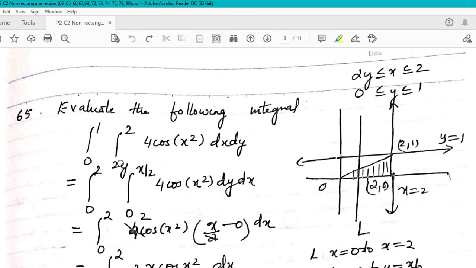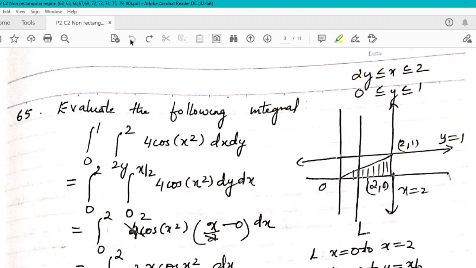So here, to know the region, first here it is x. So the limit of x is from 2y to 2: 2y less than or equal to x less than or equal to 2. And here it is dy, so the limit of y is from 0 to 1: 0 less than or equal to y less than or equal to 1. So this is our region. Now we have to sketch this region.